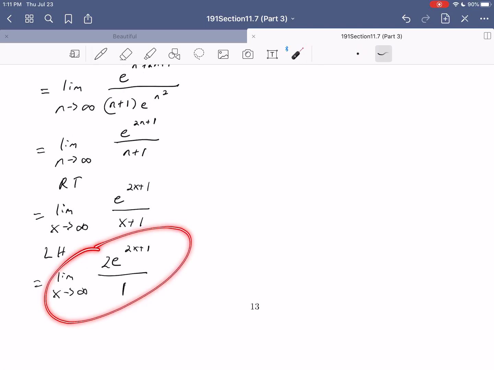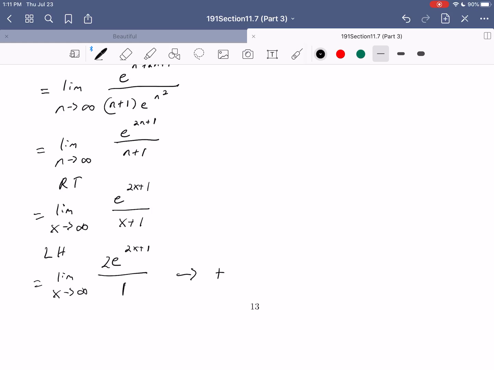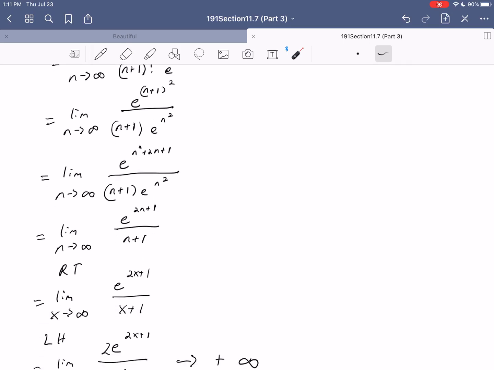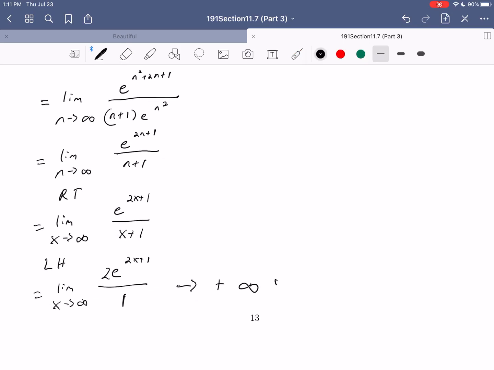All right, here we now know what happens there. That goes to positive infinity. What does that mean? Well, if we go back up, what were we using? We were doing ratio test. We got positive infinity. That is certainly greater than 1. So this implies by ratio test, our series diverges. So we know we have a divergent series by ratio test.